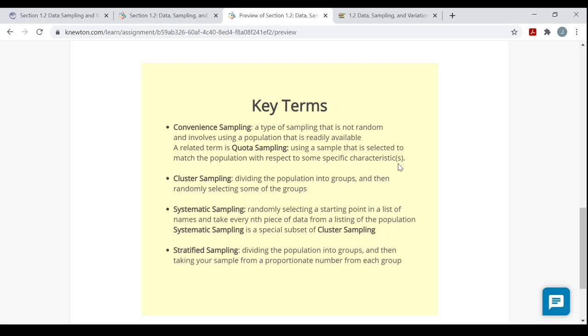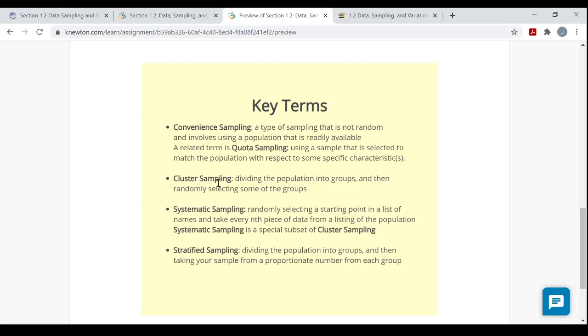So convenience sampling would be if I were to collect a sample and all I did was stand outside a store and wait for people to come into it, or go to a local coffee shop and just collect data from the people within my grasp, and it was convenient, easy, readily available, not random. The same thing with quota sampling. You select a sample, but you only select people from the population of a certain type of characteristic. You don't get a random sampling.